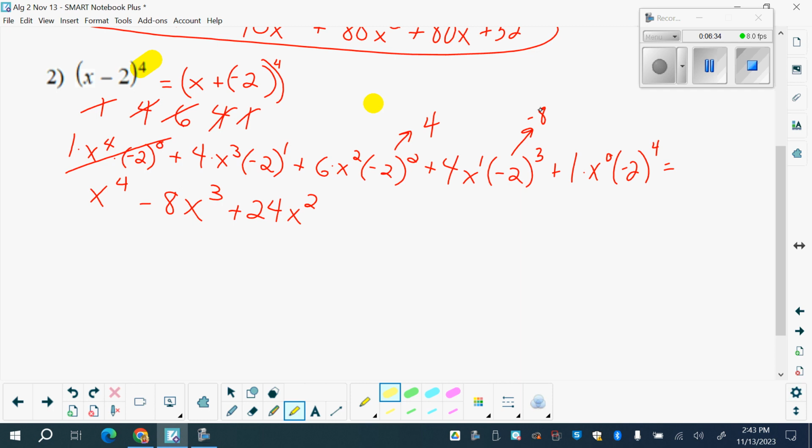So this is a negative 8 times 4, which would be negative 32x. What's negative 2 to the 4th?